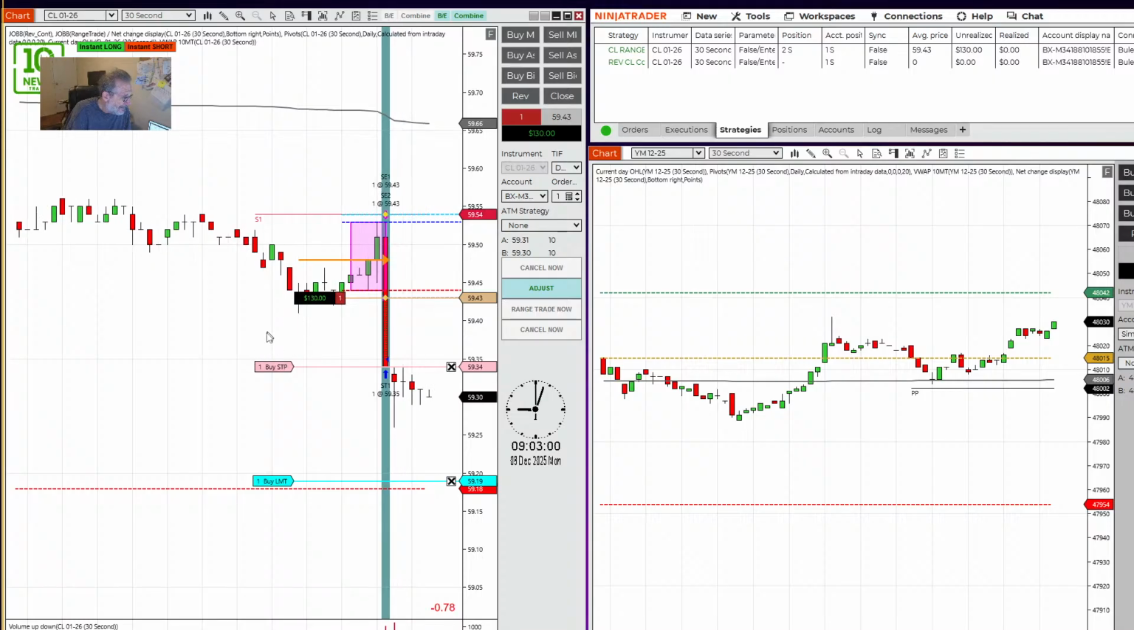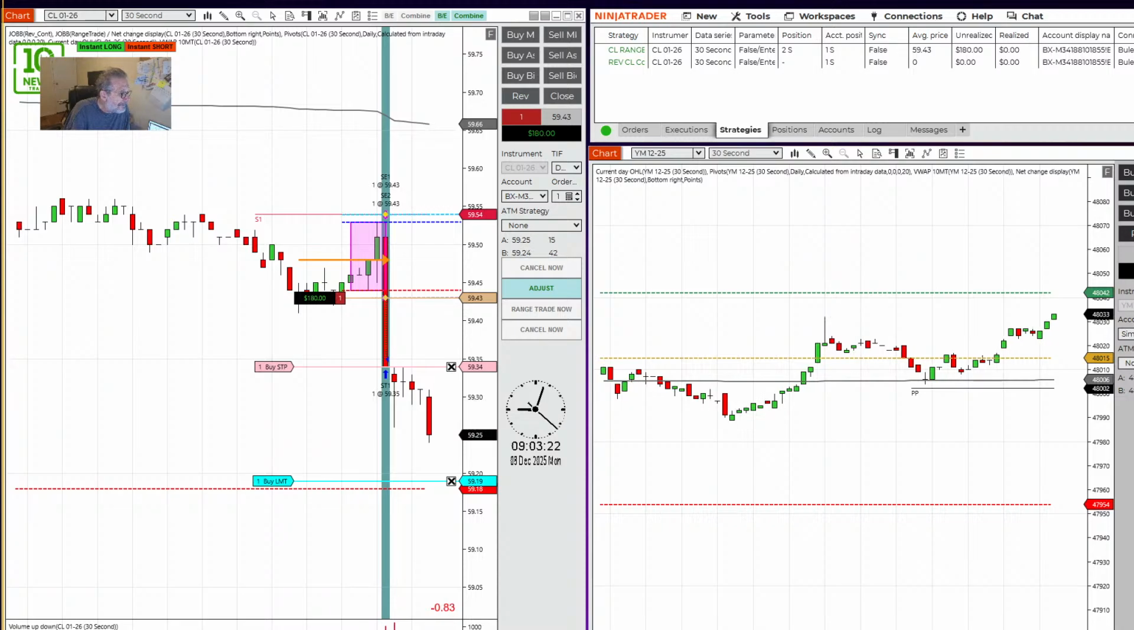ExxonMobil and Saudi Aramco, as well as SAMREF, sign a venture framework agreement for a potential SAMREF refinery upgrade and new petrochemical complex. Paramount now putting an offer in for Warner Bros. Discovery at $30 a share.